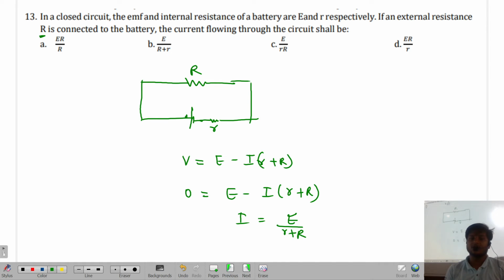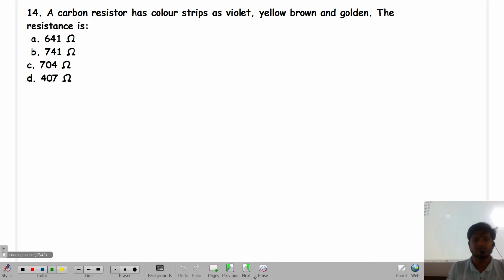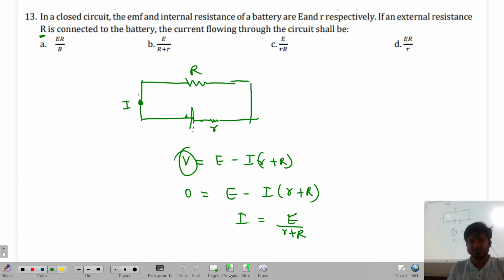If someone asks you to find the potential over here, the current depends on this V, so you can't calculate it over here. But you can understand how much current is inside, because at that time the potential becomes 0 and you can calculate the current. Understood or not? Yes, sir. Can I move ahead? So option B is correct. Question 13, option B.